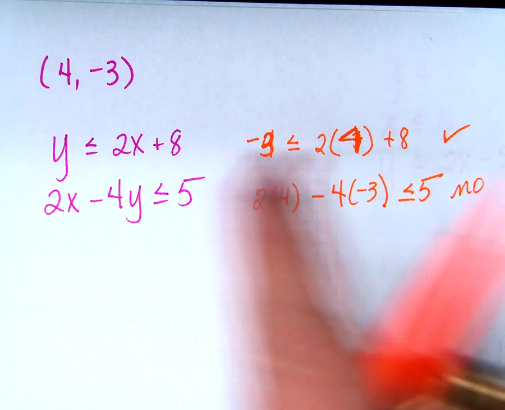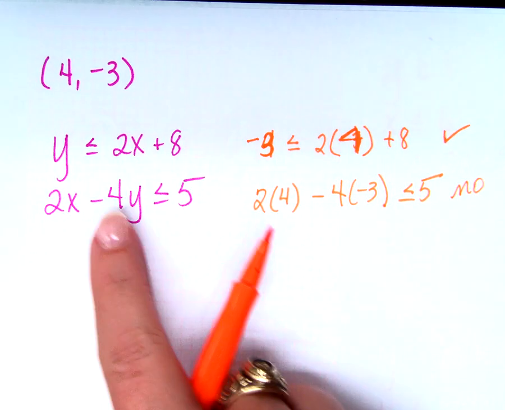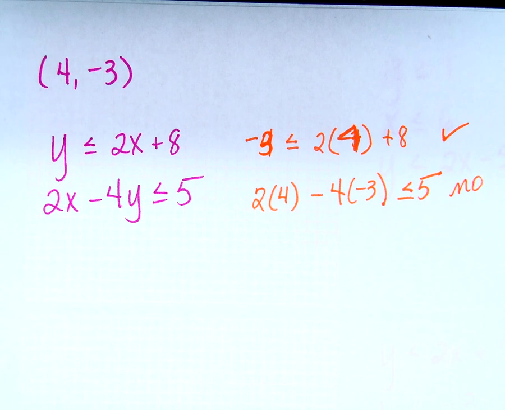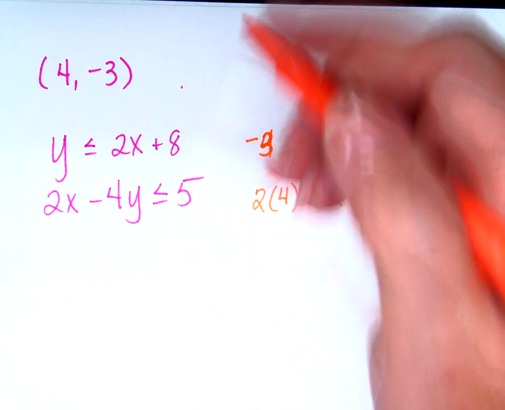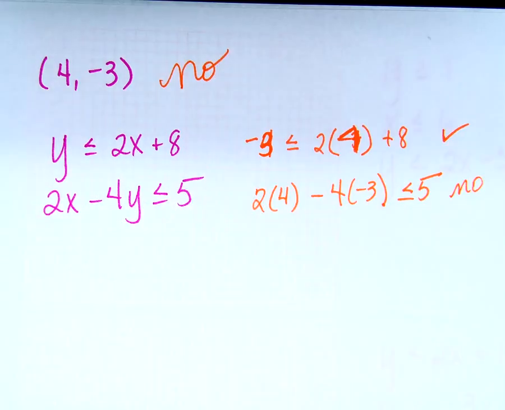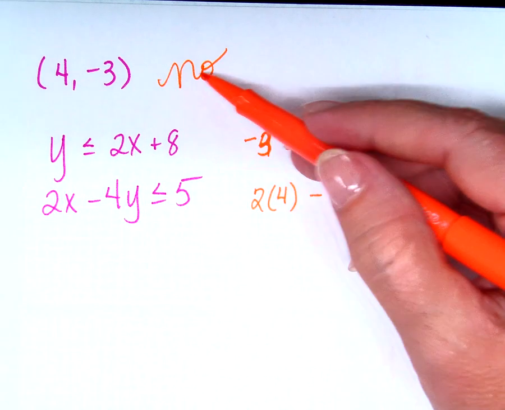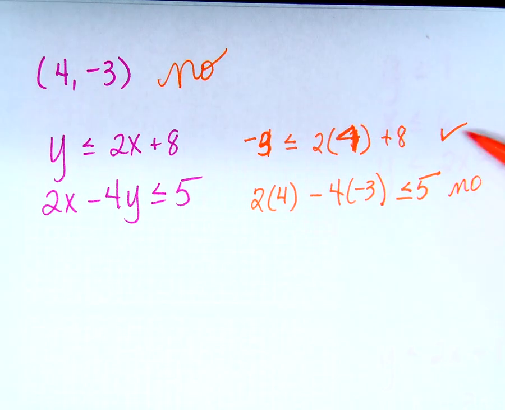So go back to the original question. Is the given point a solution to this system of inequalities? Well, one of them's yes and one of them's no. So what do I write for my answer? Because if any of them are no, then they're all no, right? For this answer to be yes, all of these have to be yes, right? All of them have to be.